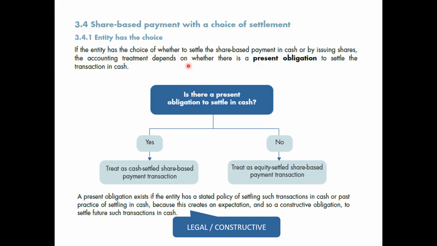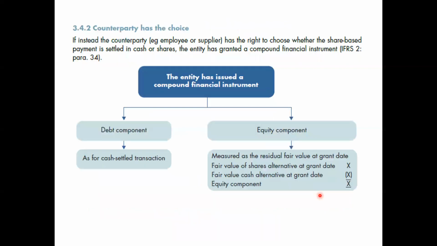We will always do the following. Decision tree to see when the entity has the choice. Is there a present obligation to settle in cash? If yes, we will treat it as a cash settled share-based payment. If no, we will treat it as an equity share-based payment. So make sure you understand that part specifically.